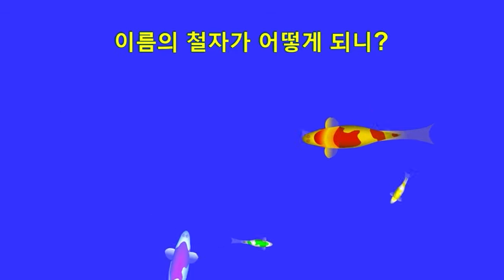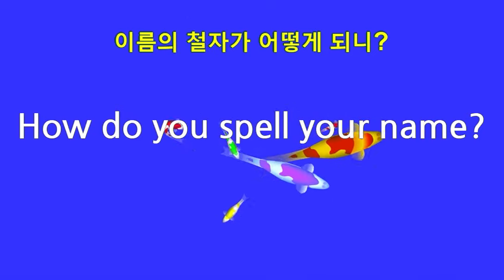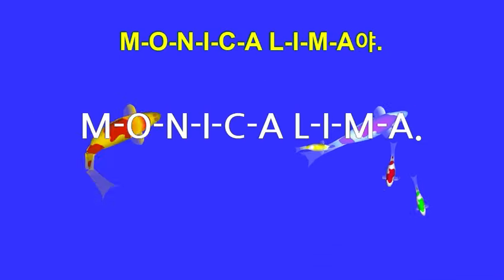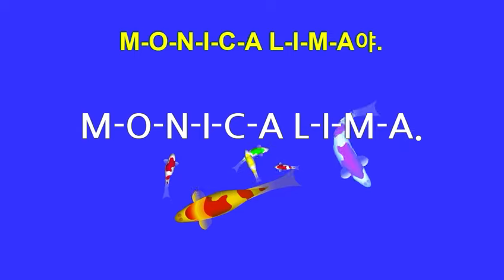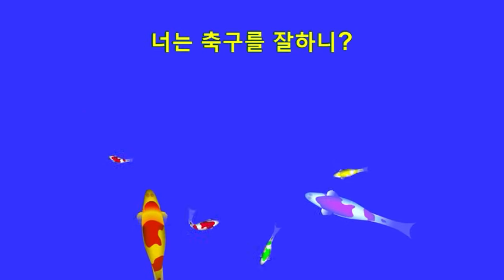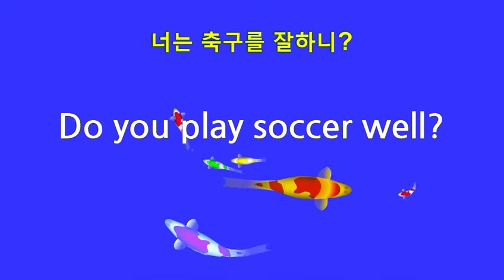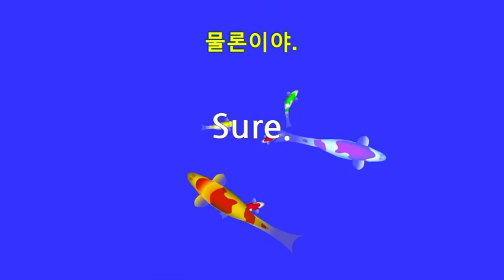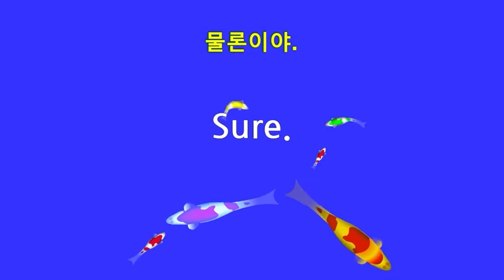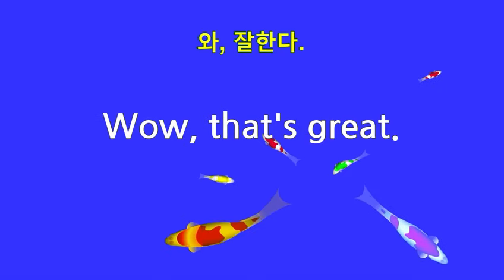이름의 철자가 어떻게 되니? How do you spell your name? M-O-N-I-C-A-L-I-M-A. 너는 축구를 잘하니? Do you play soccer well? 물론이야. Sure. 와, 잘한다. Wow, that's great.